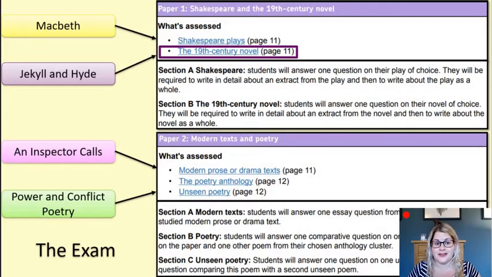Probably worth clarifying, this is literature today, so you need to be doing it from the middle of your books. So, paper 1 is Shakespeare and a 19th century novel. We are doing Macbeth, and as you know, we're doing Jekyll and Hyde for our 19th century text. Secondly, for modern text and poetry, it's An Inspector Calls, and then we do the power and conflict section of poetry. That is what the exam is made up of. So 2 papers for GCSE literature, 1 exam grade overall.